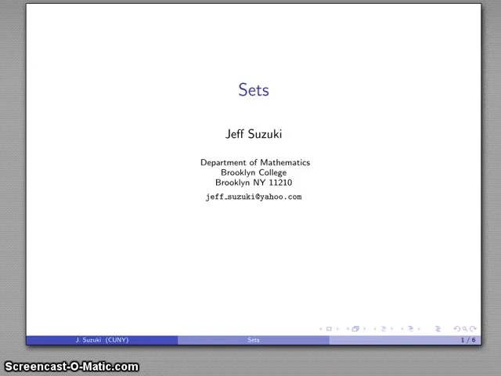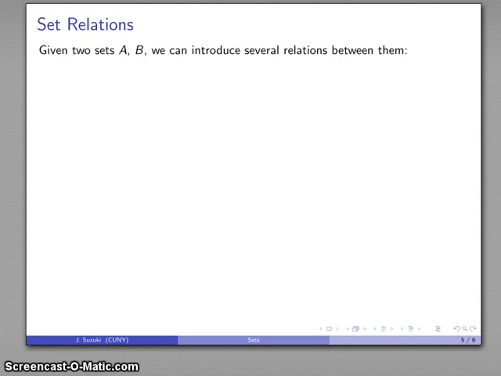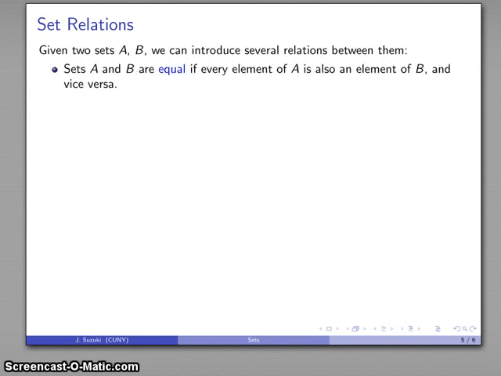Let's continue our discussion of sets by looking at what happens when we try to find relationships between sets. This is a very common thing to do in mathematics. Given an object that we can talk about, let's consider the relationships between them. We might start off with several relationships we can have between sets.